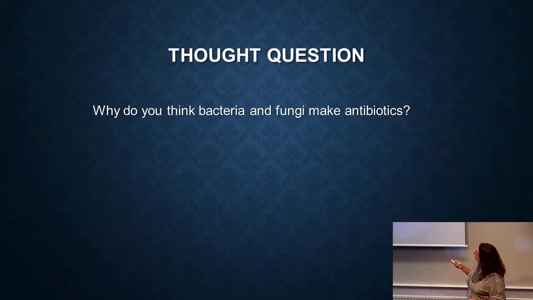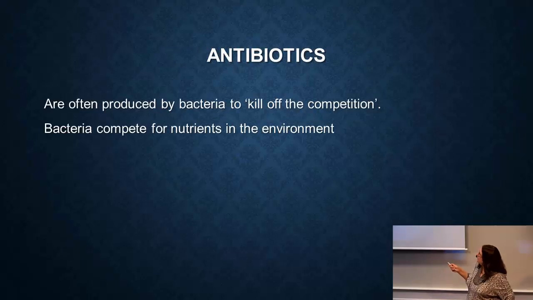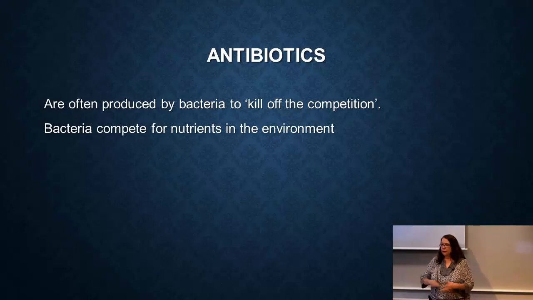So now one question, why do you think bacteria and fungi are making antibiotics? They're often produced by bacteria to kill off the competition. Bacteria compete for nutrients in the environment. So in the case of Streptomyces, it must be working really hard to kill off everything around it so that it gets most of the nutrients. I should mention, producing an antibiotic for a bacteria is expensive. They need to make proteins, they have to devote energy and nutrients to making the antibiotic. So it must be worth it in the case of Streptomyces, because they are winning, obviously, since they've evolved to have this.